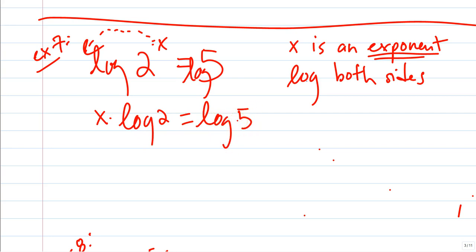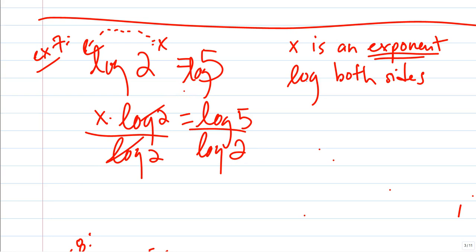What does that do for me? Well, now that x isn't the exponent, now that x is just being multiplied by log 2, to undo multiplication, we divide, and we end up with x is equal to log 5 over log 2. That would be our exact answer.